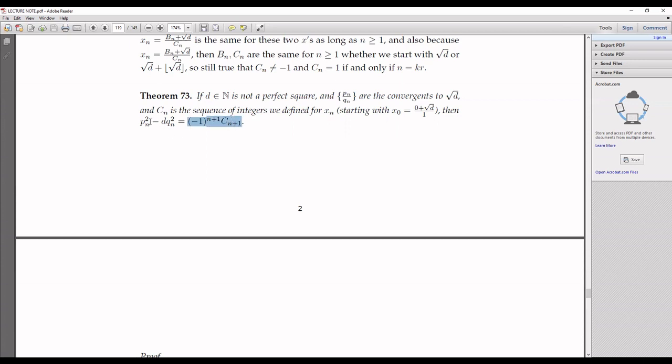It would mean that Pn comma Qn is a solution of the Pell-Brahmagupta equation.